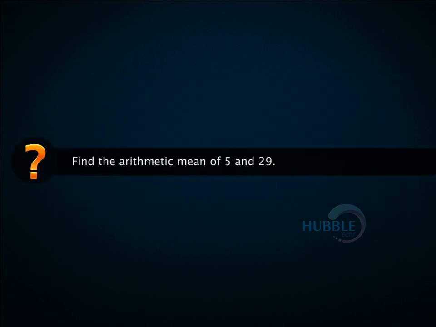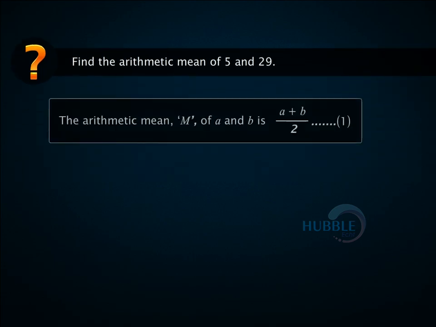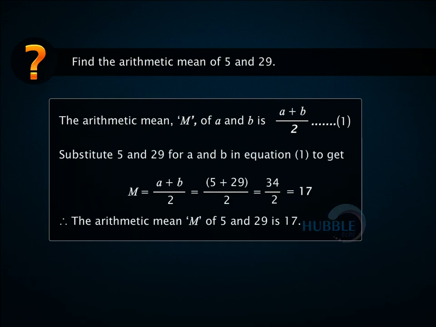Now find the arithmetic mean of 5 and 29. We know that the arithmetic mean M is equal to the average of two given numbers. Therefore, substitute 5 and 29 for A and B in equation 1 to get the arithmetic mean equal to 17 as shown.